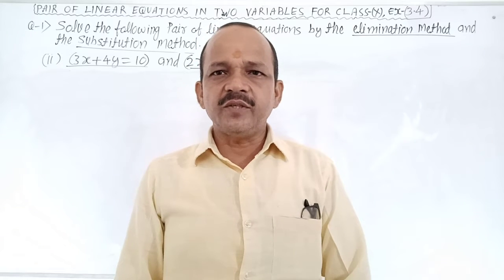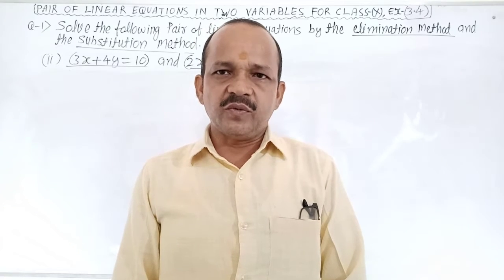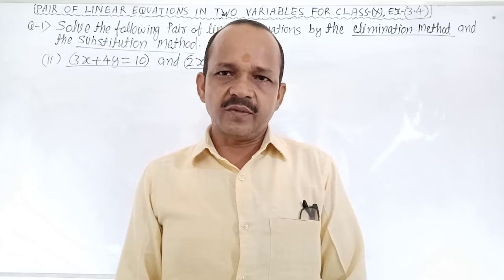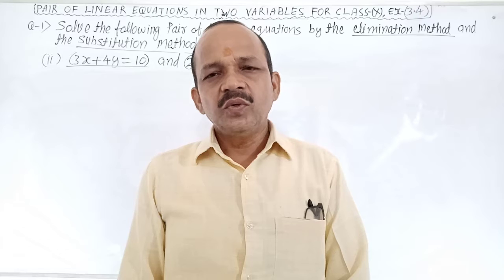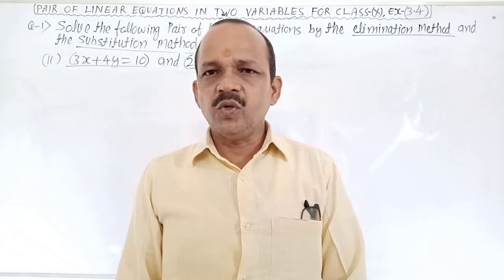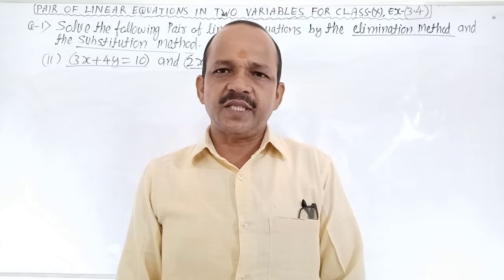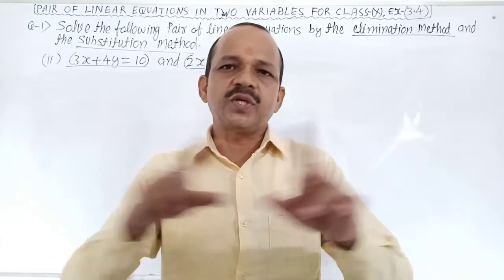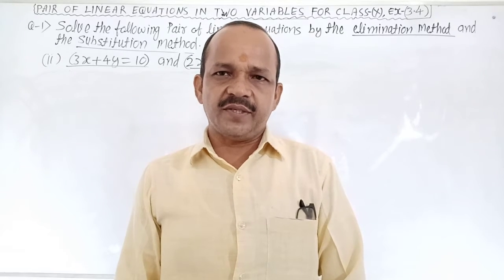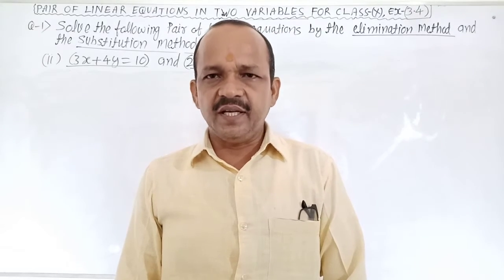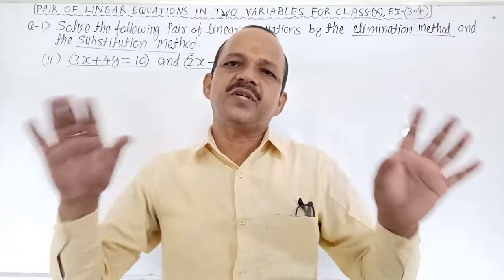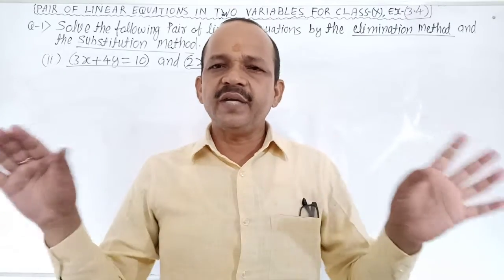If a1 by a2 is not equal to b1 by b2, then it shows intersecting lines, consistent system and unique solution. If a1 by a2 equal to b1 by b2 not equal to c1 by c2, then it shows parallel lines, inconsistent system and no solution. If a1 by a2 equal to b1 by b2 equal to c1 by c2, then it shows coincident lines, consistent dependent system and infinitely many solutions. It is clear? No confusion about it?